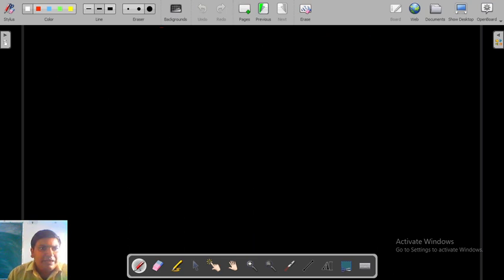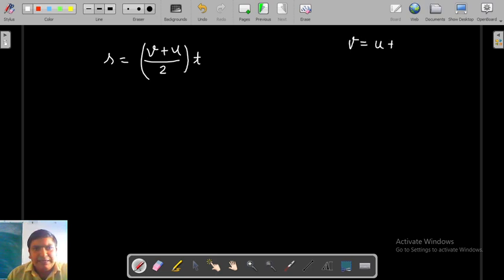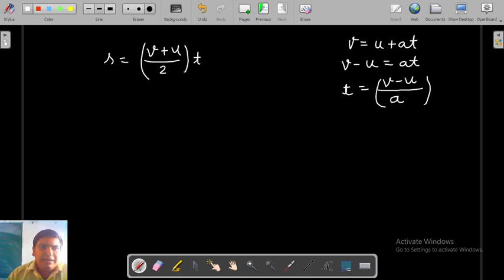यानी हमारी वैल्यू क्या थी, दैट इज s equals to average velocity, meaning (v plus u) upon 2 times t. And the first equation was that v equals to u plus at. So we have to calculate the value of t from here. तो t की वैल्यू करेंगे, so that we get v minus u equals to at, which means value of time t equals to v minus u, and here acceleration is a multiplication, so it will go in denominator, (v minus u) by a. We can put this whole value into this equation.